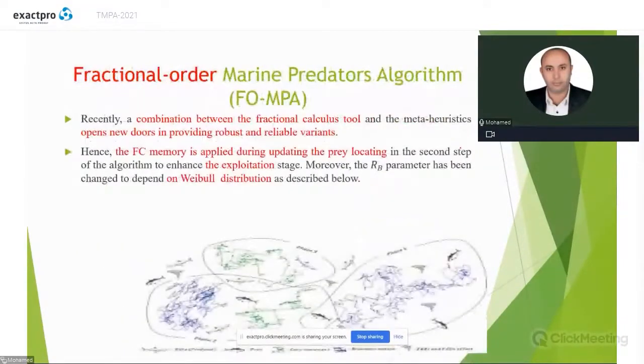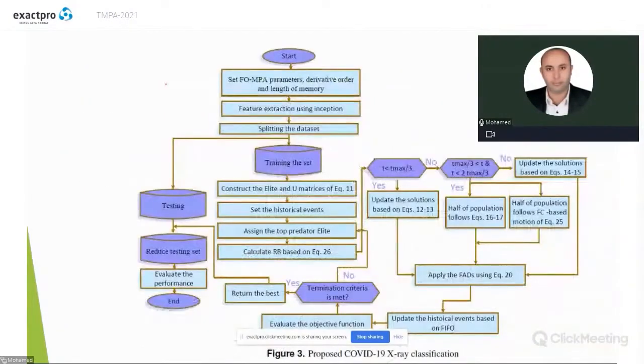After that, we're using a modified version of a new meta-heuristic called the marine predator algorithm. We modified this marine predator algorithm by using fractional calculus or fractional order, which aims to support the meta-heuristic with memory to improve its performance during the searching process. This is the flowchart of our algorithm.